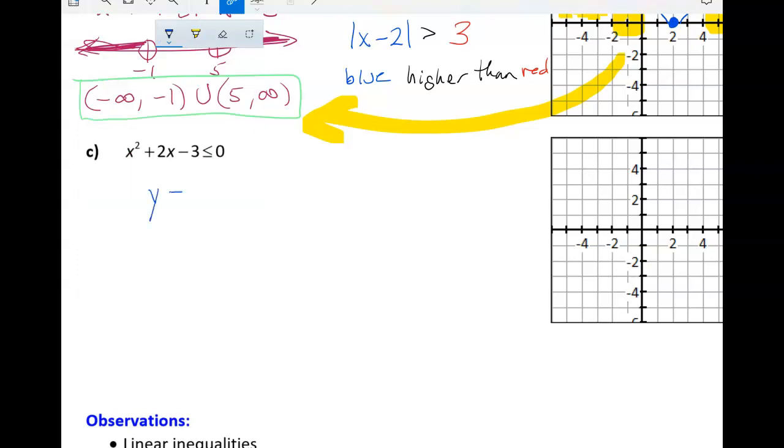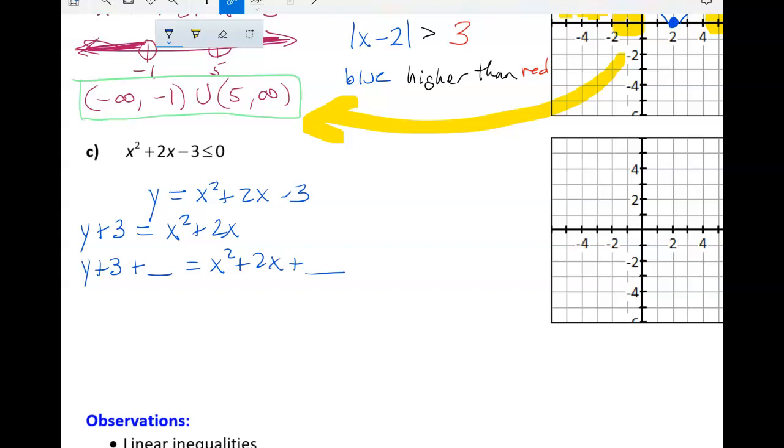And so we're going to graph y is equal to x squared plus 2x minus 3. And this is one where if we want to graph this, we're probably just going to have to complete the square. So I'm setting that 3 to live with the y. And then we're going to introduce our plus blank. Take half of the 2, that's 1, and square it, that's 1. So now we have y plus 4 is equal to x plus 1 squared, or y is equal to x plus 1 squared minus 4.